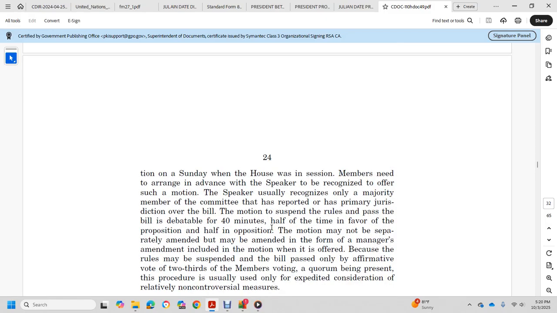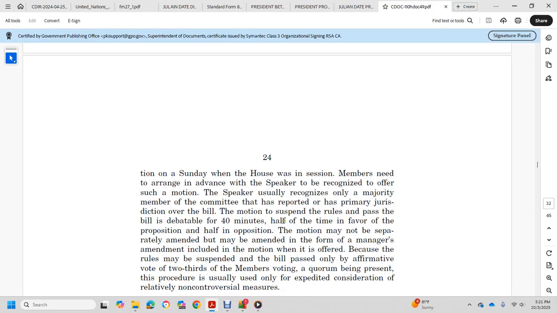Members need to arrange in advance for the Speaker to recognize them for the motion. The Speaker usually recognizes only the majority party member of the committee with primary jurisdiction over the bill. Suspend the rules and pass the bill is debatable for 40 minutes, half the time in favor of the proposition, half in opposition. The motion may not be separately amended, in amended form or by a manager.